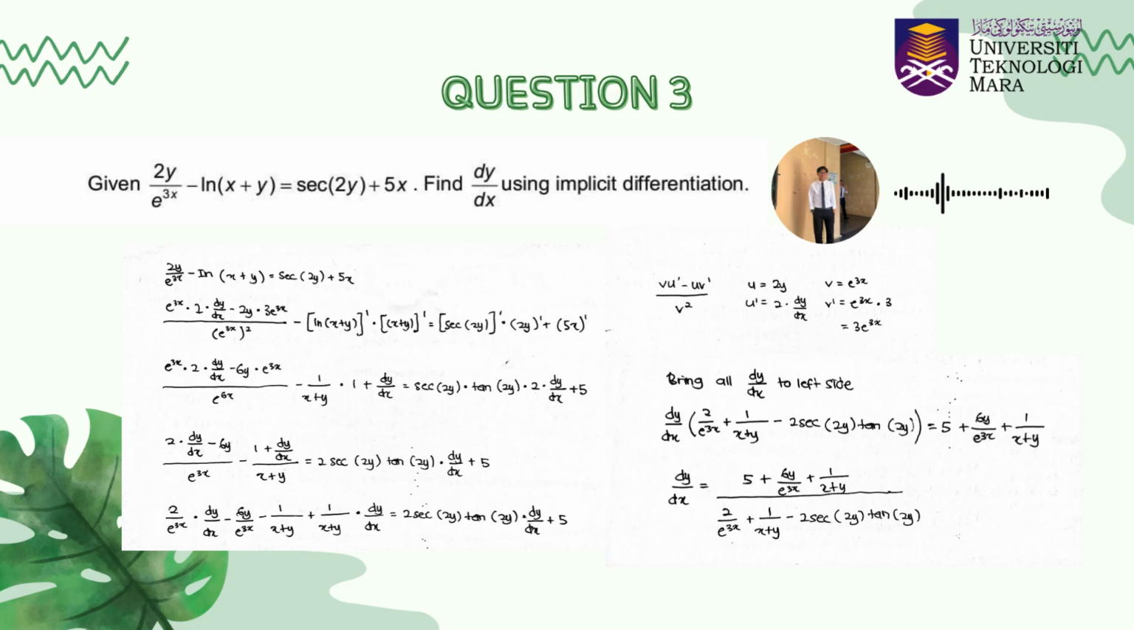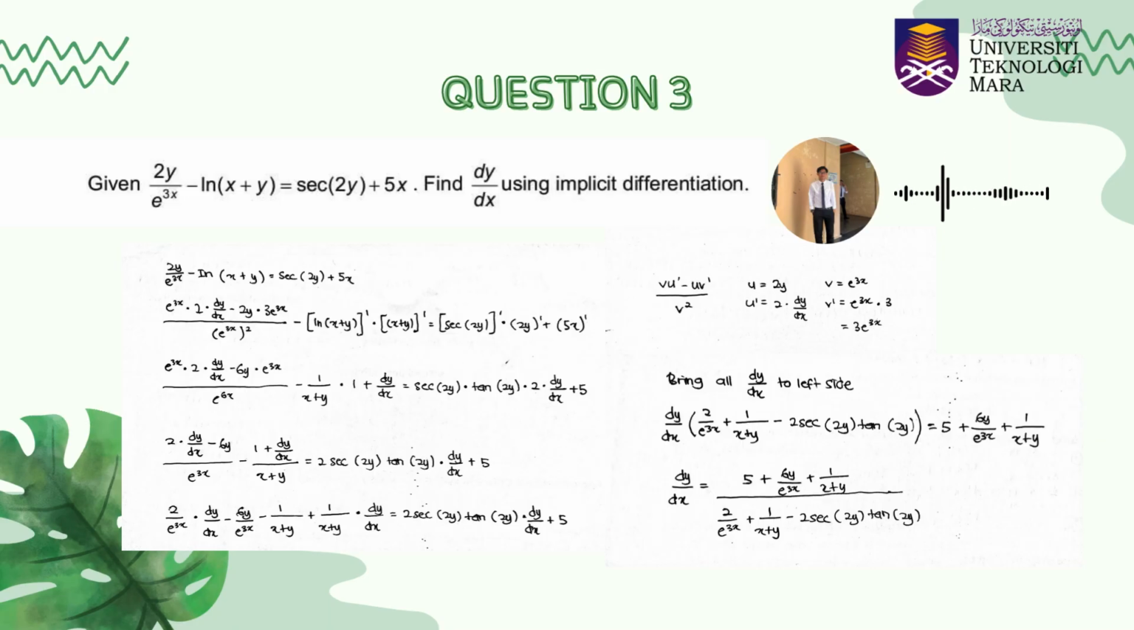Step 3. Rearranging the terms. We now collect all the terms with dy/dx on one side and the rest on the other side. After simplifying, we get dy/dx multiplied by 2 over e to the power of 3x plus 1 over (x + y) minus 2 sec y tan y equal to 5 plus 6y over e to the power of 3x plus 1 over (x + y).